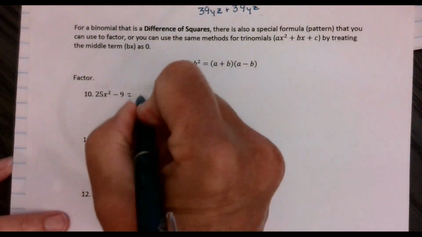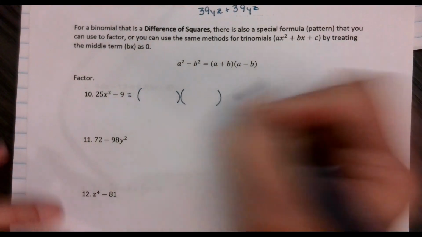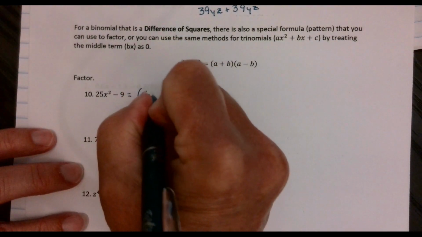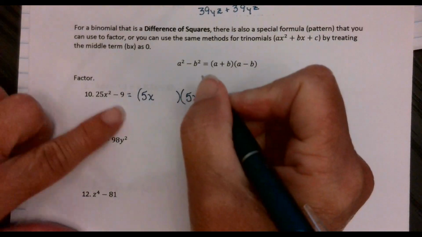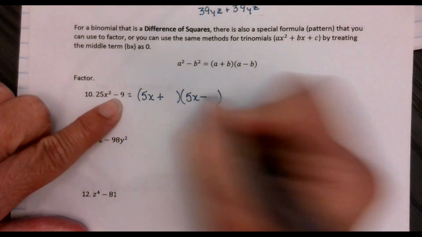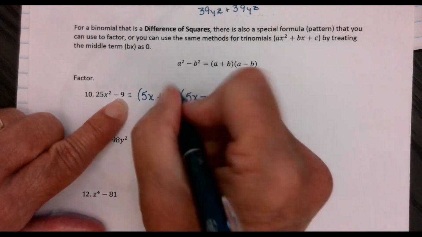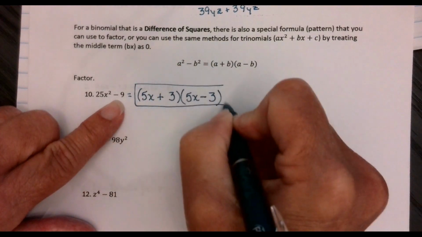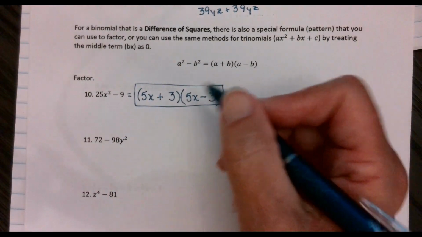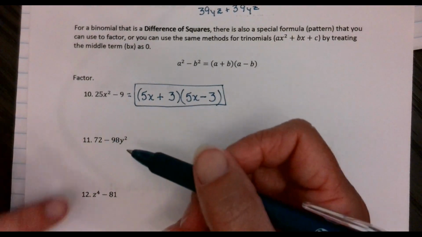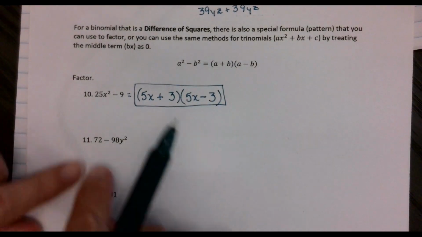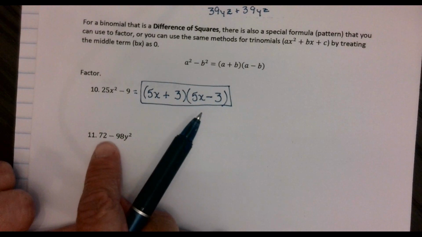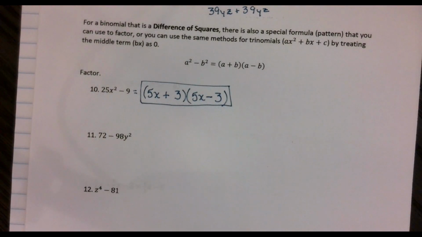The square root of 25x squared, we're going to get that by saying 5x and 5x. The only way you can get a negative is one's positive, one's negative, and 9 is 3 times 3. And that's all there is to it. Now, this is close, but it's not a perfect square. This, we're going to have to look for the GCF. So what's the largest number that goes into 72 and that goes into 98?